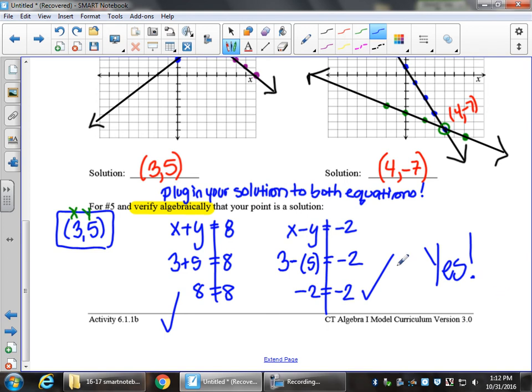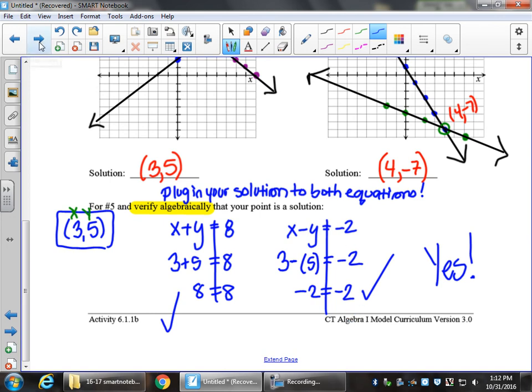Now, let's say by accident I had messed up and this was a negative 5. Well, it would have failed right here. 3 minus 5 does not equal 8. So if this side had not come out to equal 8, it would have failed. Or if this one worked, but over here, this side did not come out to equal negative 2, that would also be a fail. It has to work in both equations, the whole system. So if there's 3 equations in the system, it would have to work 3 times.